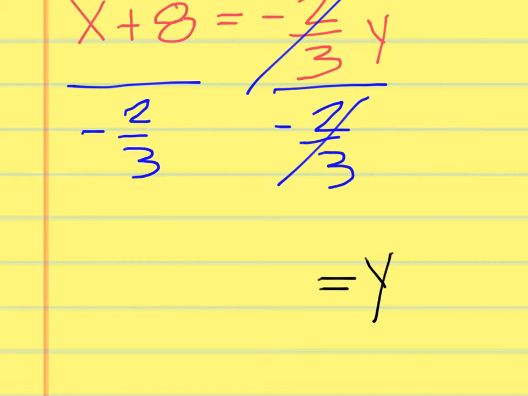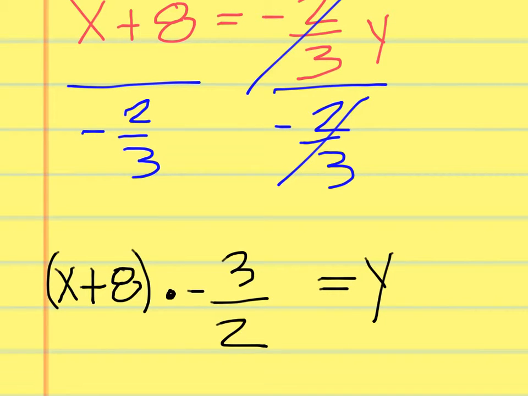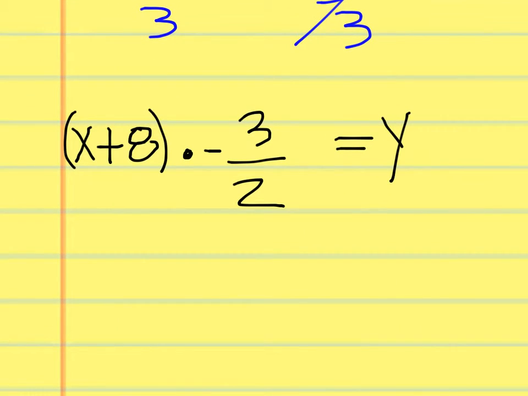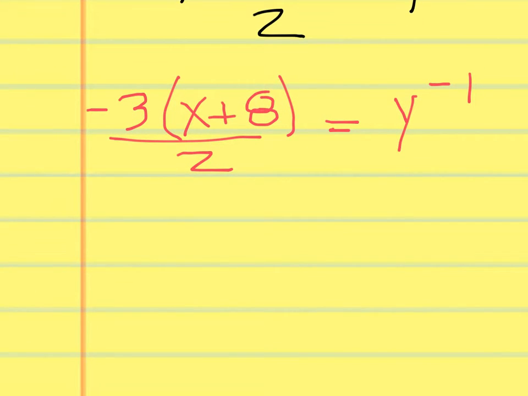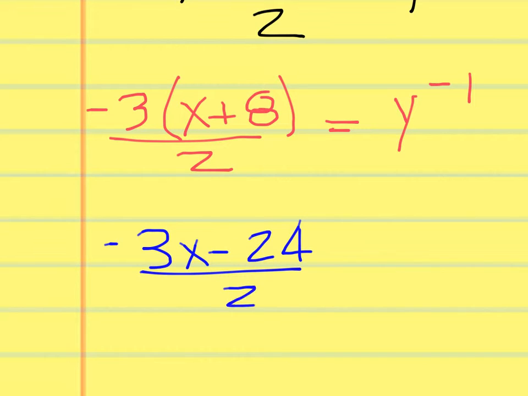You can write it like this. That's the same thing as saying x plus 8, that quantity multiplied instead of divided by a negative 3 over 2. Flip and multiply by the fraction. So when I do that, I would have a negative 3 times the quantity x plus 8, and then that over 2. And remember, we're now getting the inverse. You can simplify that and make it negative 3x minus 24 over 2.